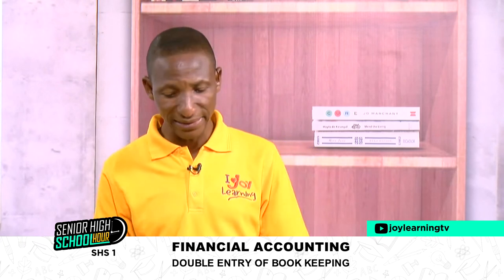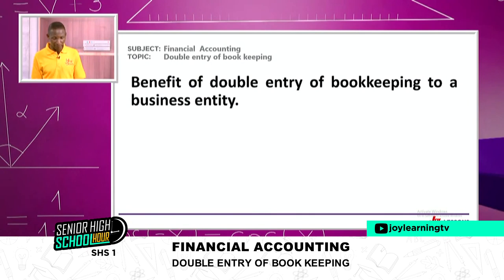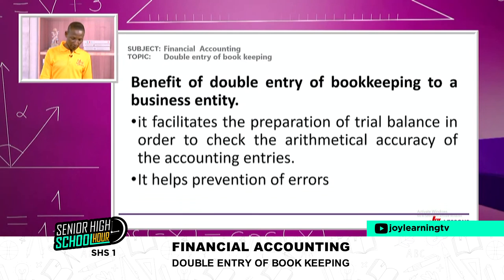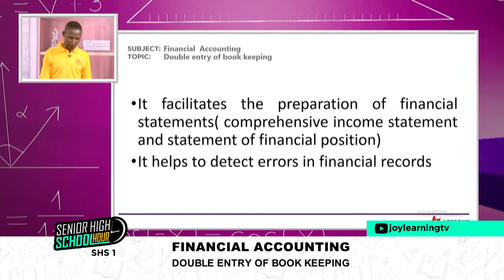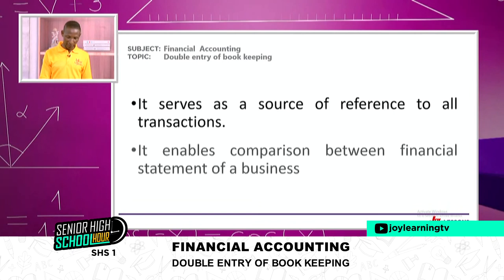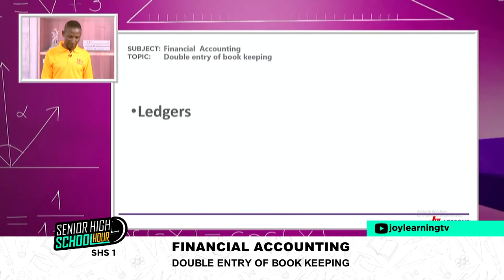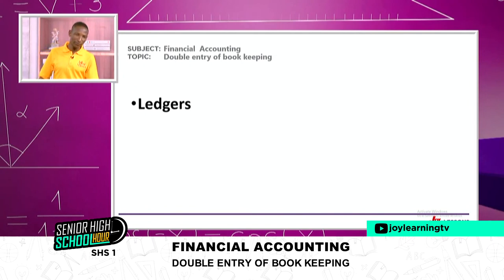Then we also discussed the benefits of double entry of bookkeeping. We should be able to mention or discuss some of them. It prevents error, detection of errors, preparation of accounts and financial statements, source of reference, comparison, computation of taxes and others. Then we talked about the ledgers as the main books of the business, and we made mention of five ledgers.